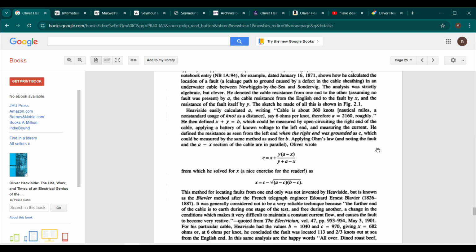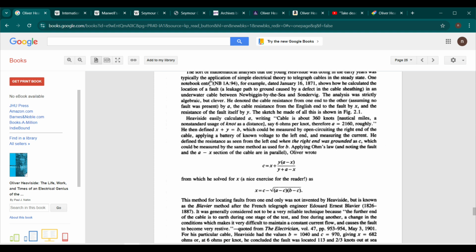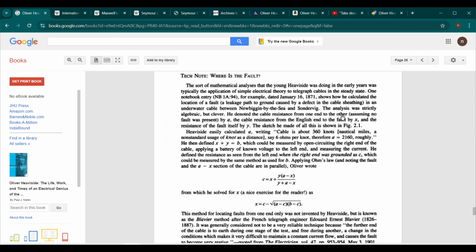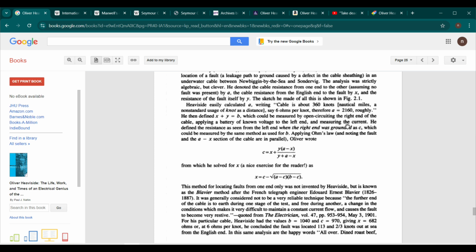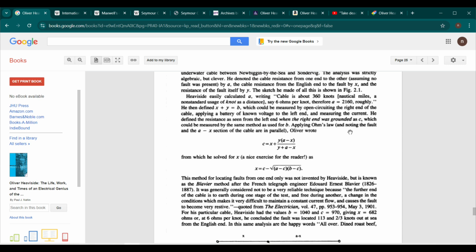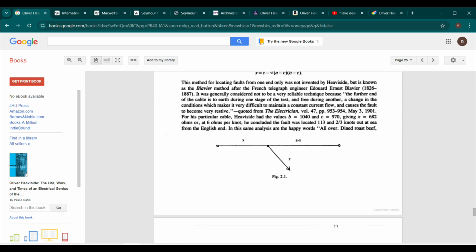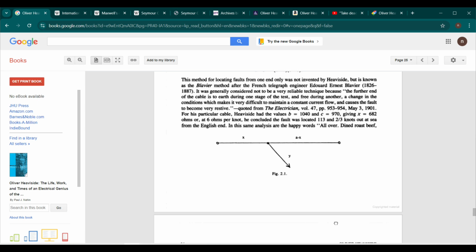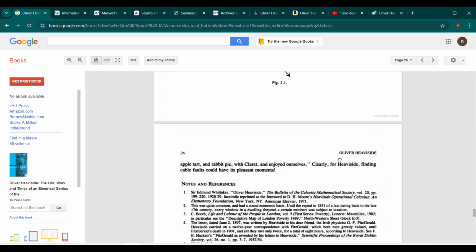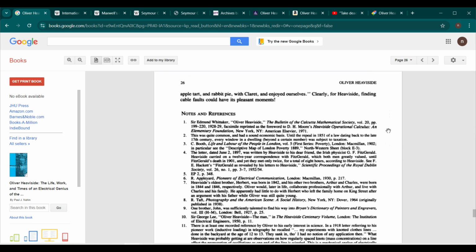So he even solved some really complicated faults for the telephone company, or the telegraph company. I guess it helped improve the number of telegraphs or speed.